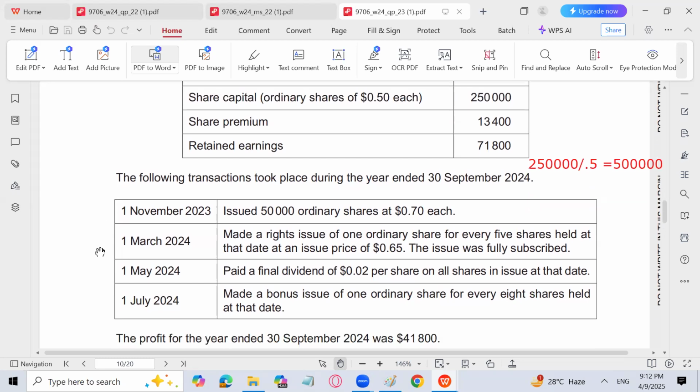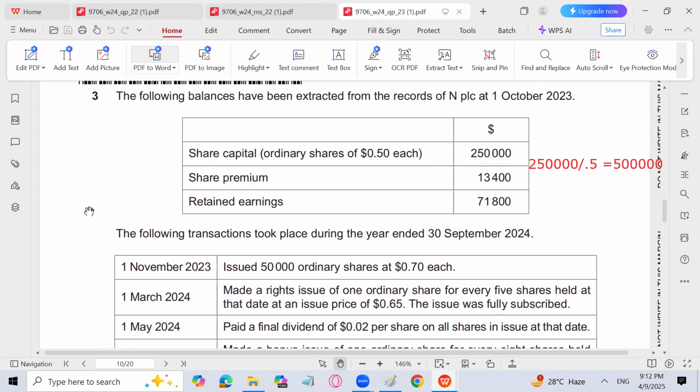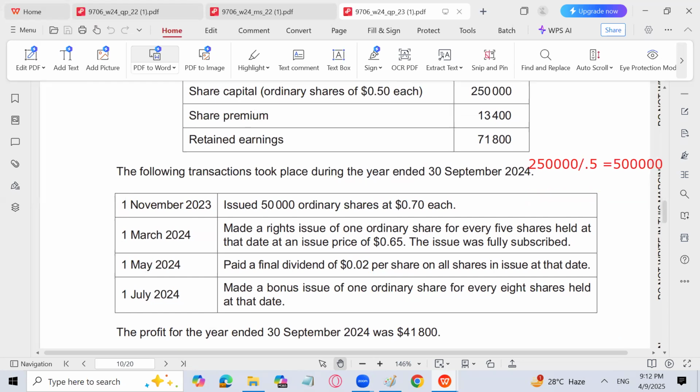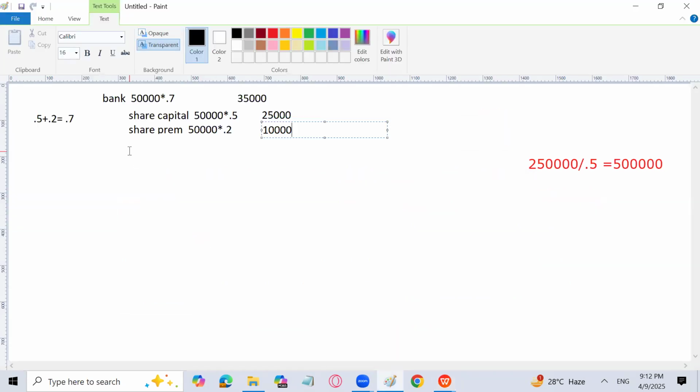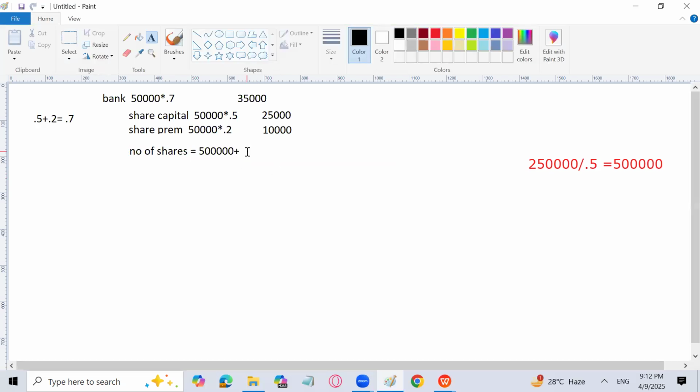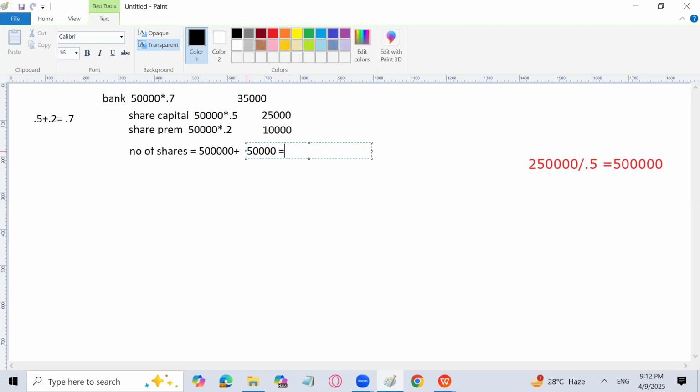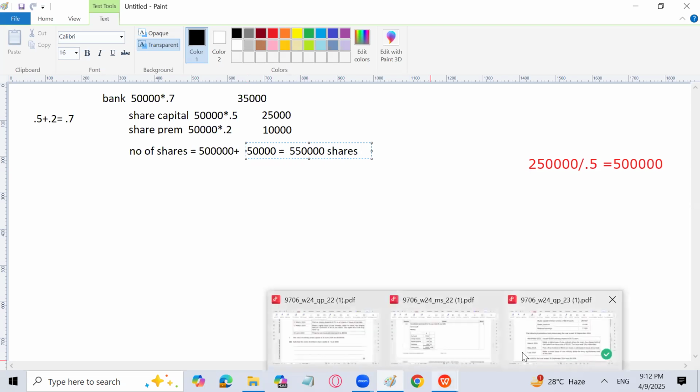So let's do that. This is 1st October 2023. Now we are moving on to March. Let's decide about the number of shares first. The old shares are 5 lakh. We have issued more shares of 50,000, so 5 lakh plus 50,000. Currently, the total shares from which the right shares are going to be issued are 5,50,000. So now let's see.